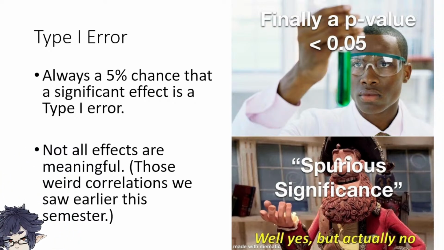All right, so this one. Finally, a p-value of less than 0.05. Yeah, we want significant p-values because they help us publish. It's very hard to publish results where you fail to reject the null.